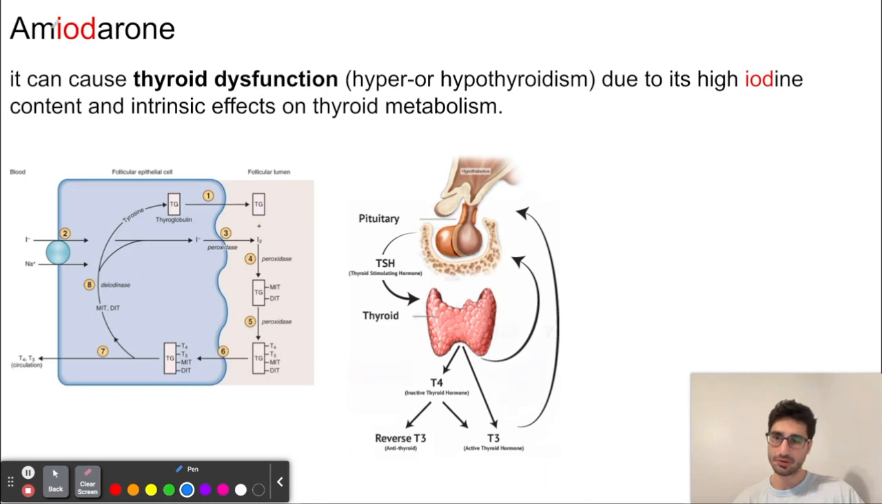Another mechanism in which amiodarone can lead to hyperthyroidism is that it can directly damage the thyroid follicles. And when we damage the thyroid follicles, because it has thyroid hormones inside, the follicles can release the thyroid hormones into the bloodstream, and that can also lead to hyperthyroidism. So one of the important things to know about amiodarone is that it can cause dysfunction in the thyroid gland, leading to either hypothyroidism or hyperthyroidism as a side effect.